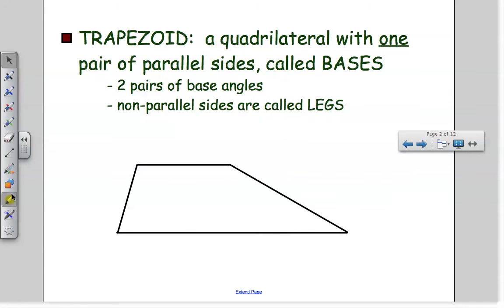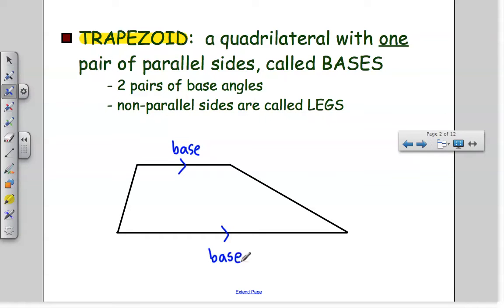Now a trapezoid definition is a quadrilateral, of course, it's four-sided, but it's a quadrilateral with one pair of parallel sides, and those parallel sides are called your bases. As you notice here, these would be my parallel pair of sides. But only one pair of parallel sides. These are called your bases.